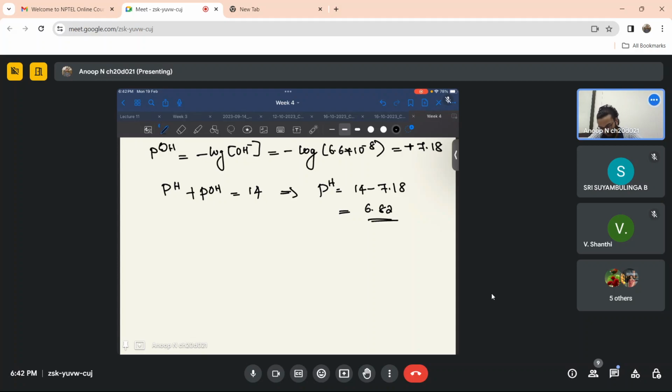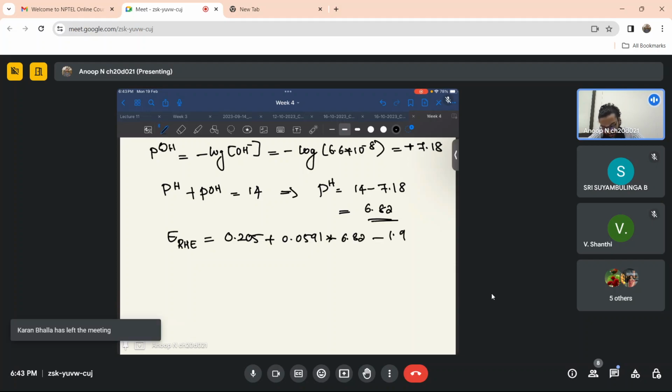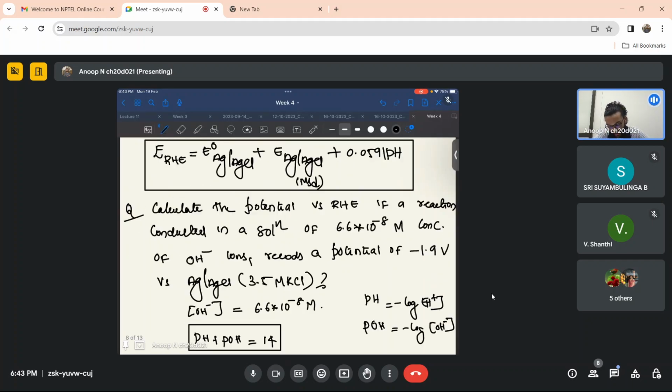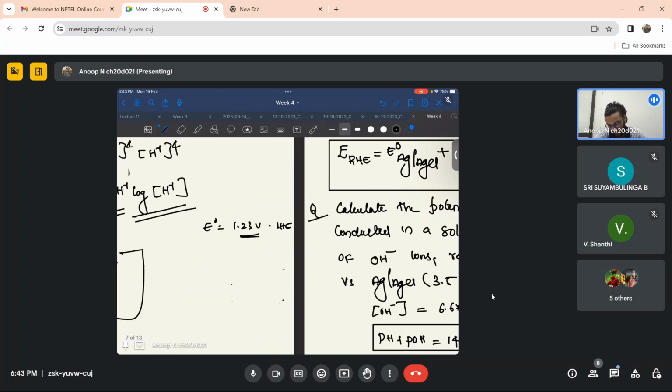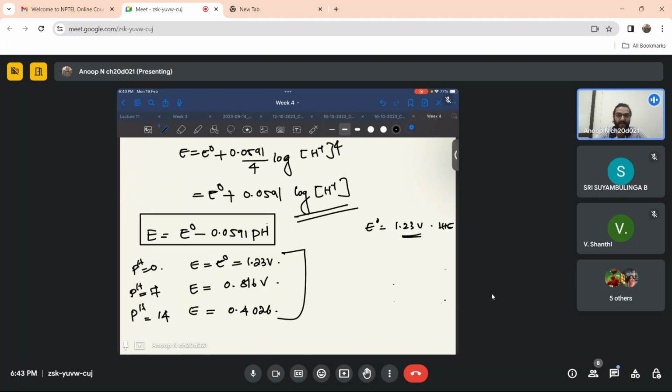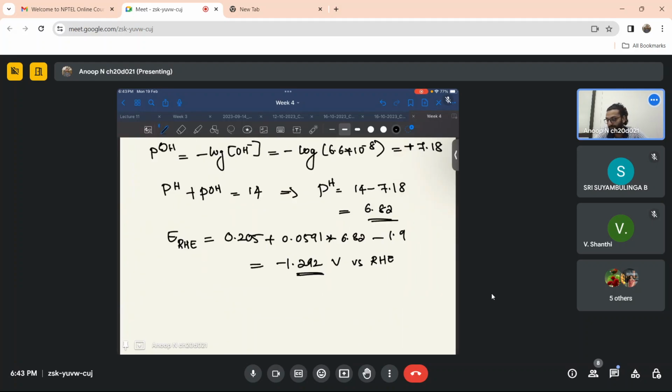So now the pH value is given. So E_RHE is equal to 0.205, because it's 3.5 molar KCl, plus 0.0591 into 6.82 minus 1.9. So the answer will be minus 1.292 volt versus RHE. This kind of problem won't come in exams, but here also you see we have applied the Nernst equation to derive this equation. So in many cases, the Nernst equation is the basis for whatever we are doing in the lab.